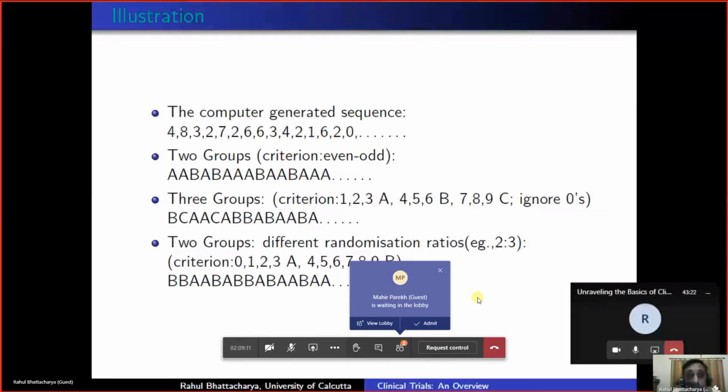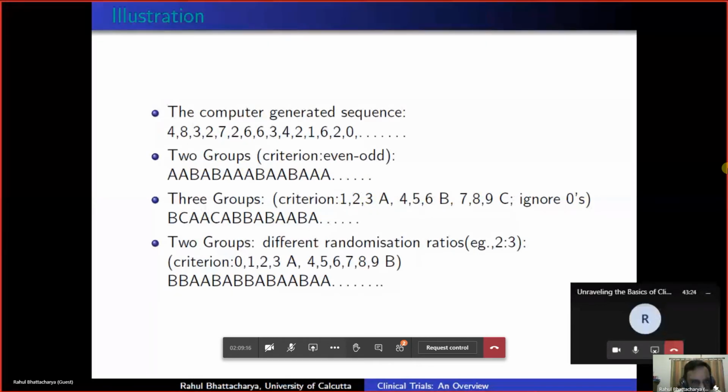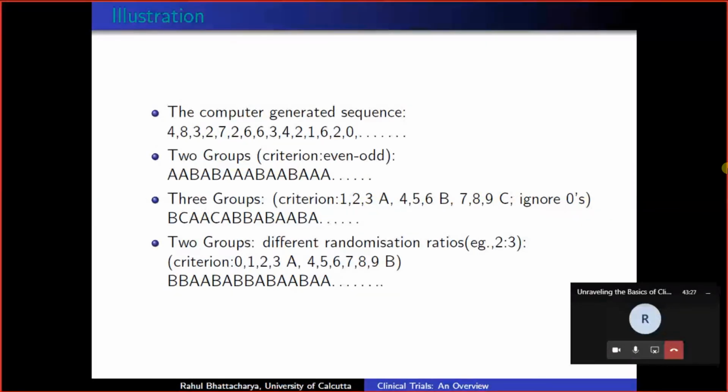Now, if there are three groups, say three treatments A, B, and C, you just ignore 0, because in a computer you can generate numbers from 0 up to 9. So you designate 1, 2, 3 as A, 4, 5, 6 as B, and 7, 8, 9 as C. And for every incoming patient, generate a random number. If it is 1, 2, or 3, you assign A. If it is 4, 5, 6, you assign B, and otherwise C. So this is how simple randomization goes.